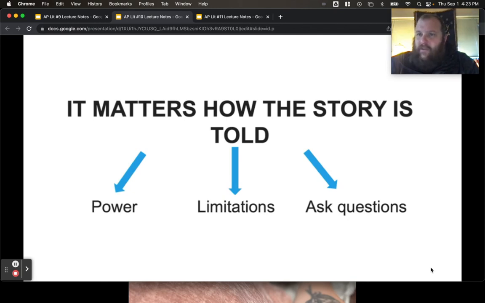When you're reading a story like The Story of an Hour, at the end, I actually feel kind of powerful in that I know what happened. Like, I actually know what really happened, right? But there can also be the narrator has power, which we talked about in a previous lecture. And there are always limitations, which are important for us to notice and to question, which takes me to the third and final point. It matters how a story is told, and so we need to ask questions.